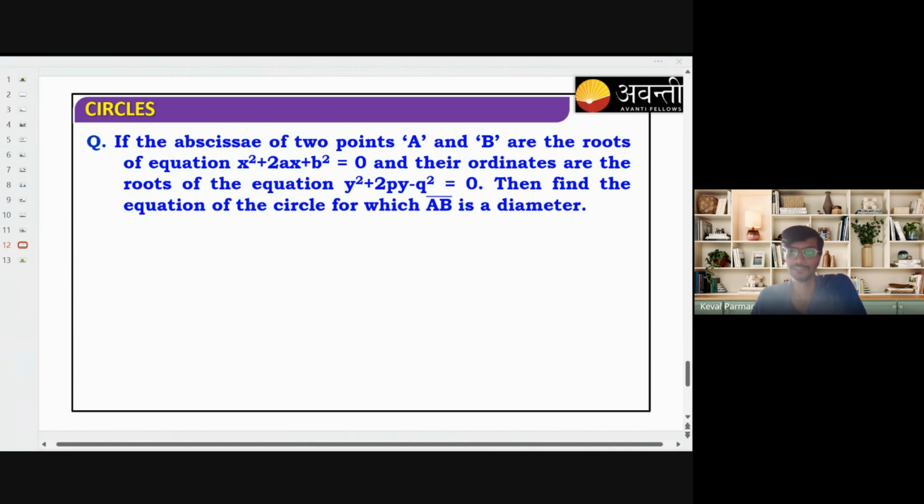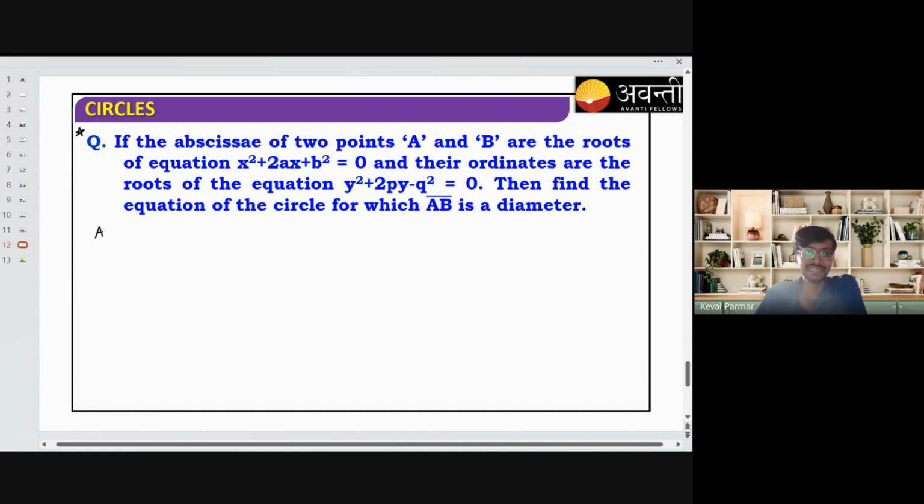Yeah, this is a nice question. You can mark it important. It is a previous year JEE question, not recent. It was asked in 14 or 15. It's a good question. If the abscissa of 2 points, I hope you know what is meant by abscissa. Abscissa means the x coordinate.